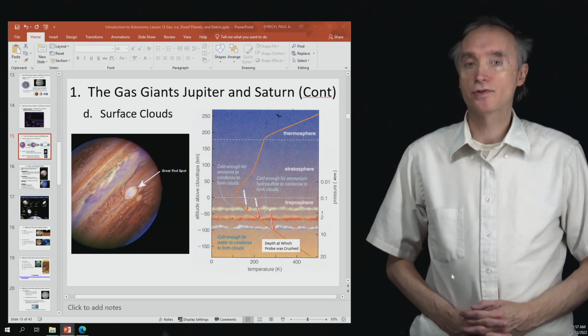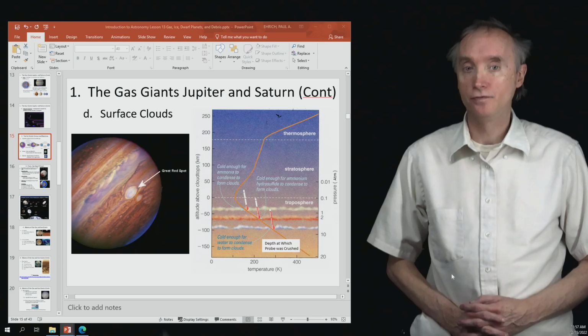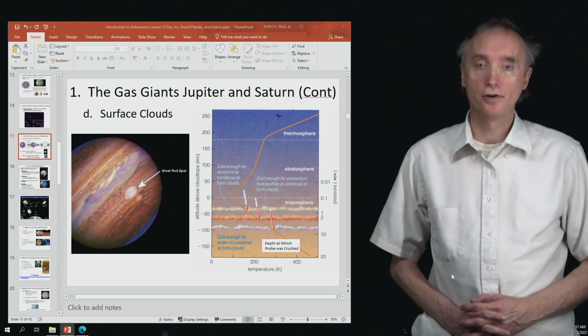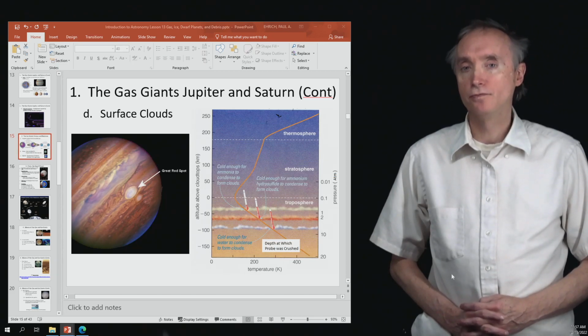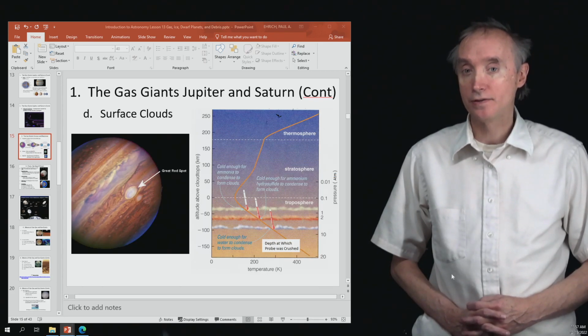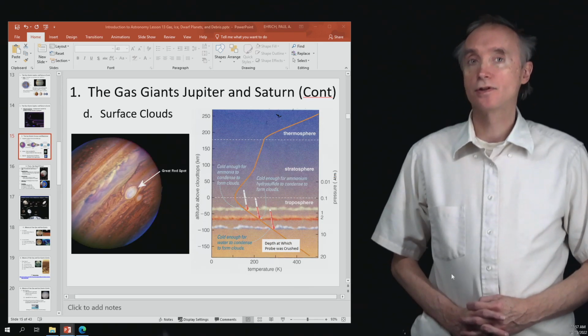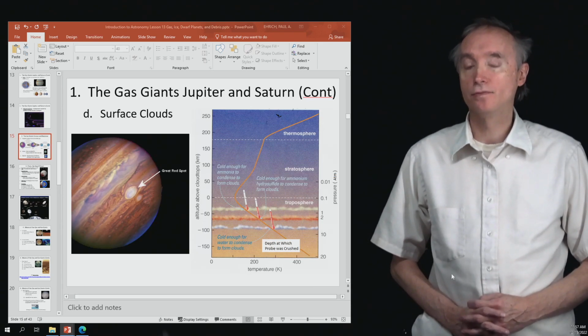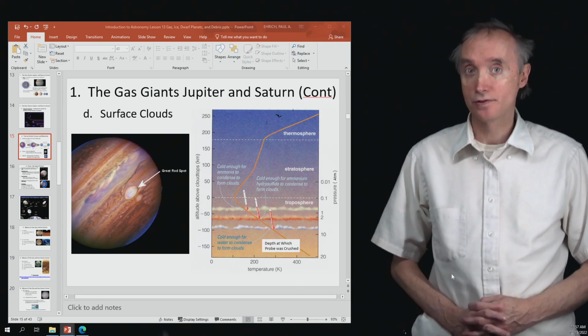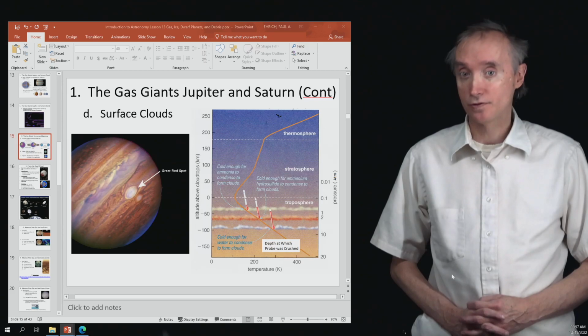Let's take a look at the surface clouds of Jupiter. We're going to concentrate mainly on Jupiter, but Saturn is going to be very, very similar. The first thing that you notice about Jupiter is it's got all of these different bands, and the different bands have different colors. The different colors of the clouds of Jupiter are a result of different kinds of gases that are in the atmosphere.